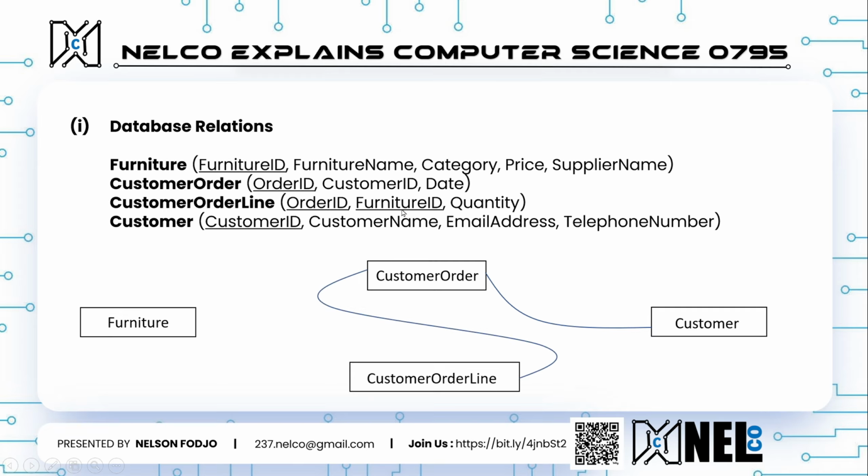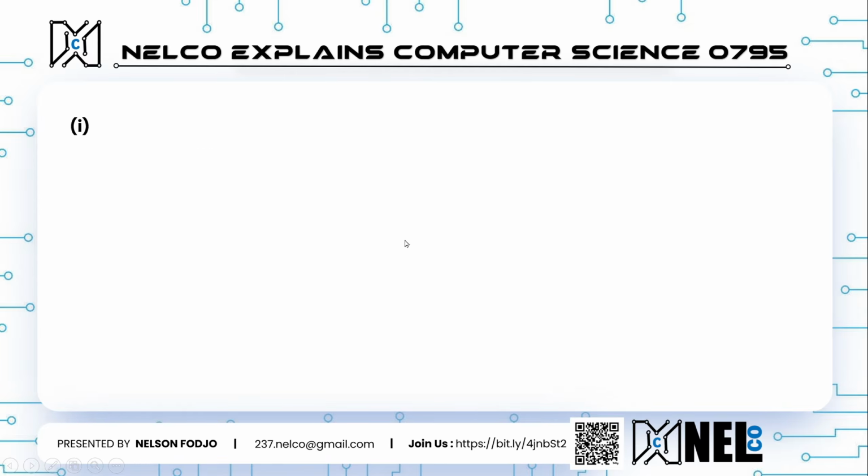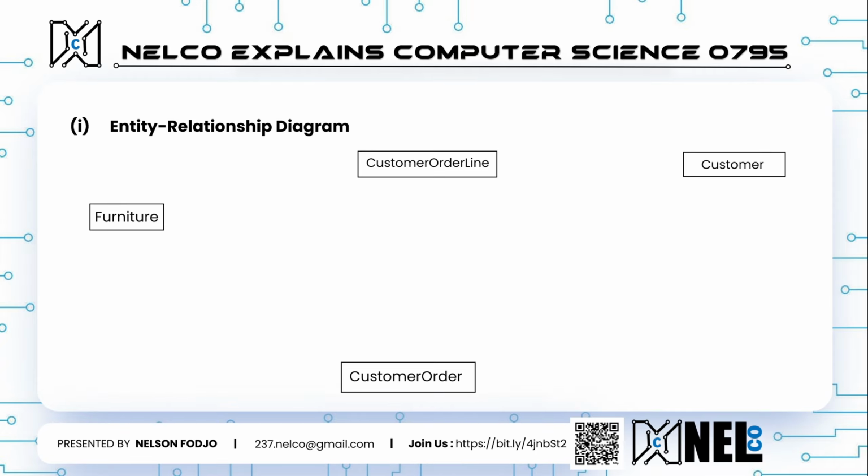This gives us the first link, which is the one with the order ID, between customer order line and customer order, and the second link, which is a relationship between the customer order line and the furniture. Once you have identified how the relationship is linked amongst the different entities in our database, the next thing to do is to draw our entity relationship diagram.